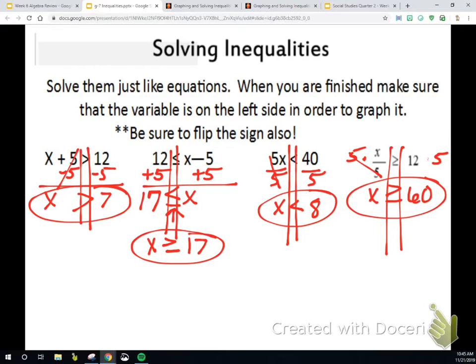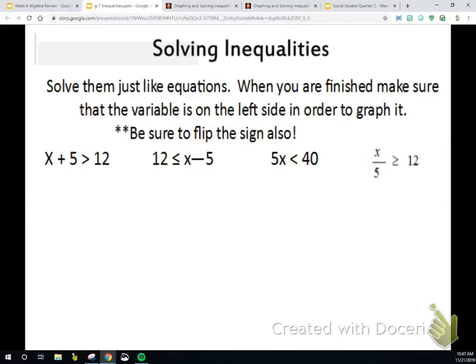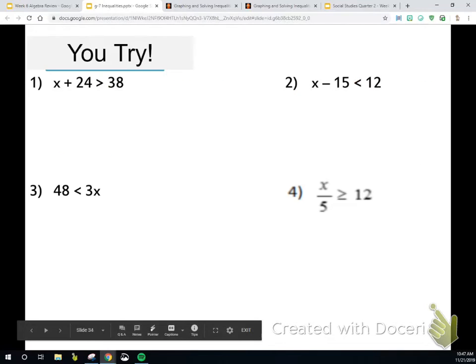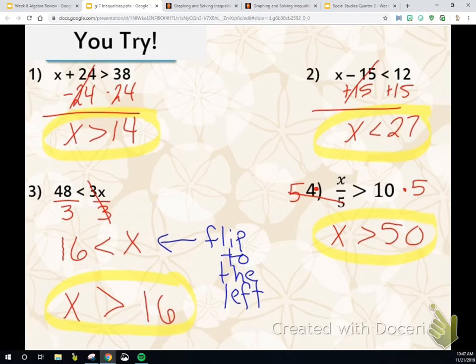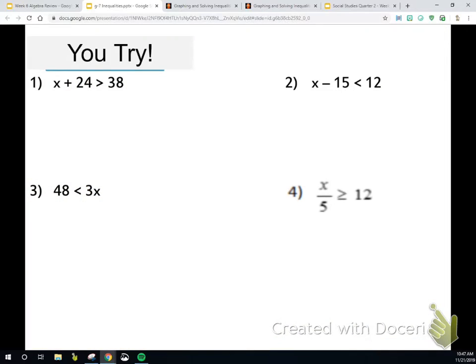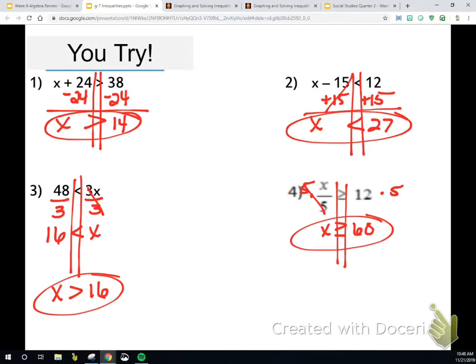Now, in your notes, you have one that looks like this, only it's got some different problems on it. Let's see if I can get it together. There we go. So if you'll work these real quickly in your notebooks, and we'll talk about them in just a minute. Okay. So hopefully you got these same answers. And remember, like on number 3, we did flip it around so that we can make sure we had our x on the left. That helps us graph it a little bit easier.